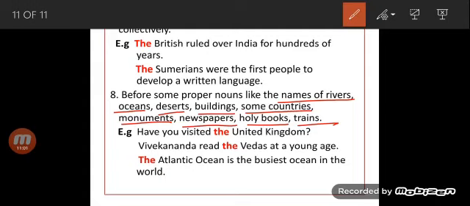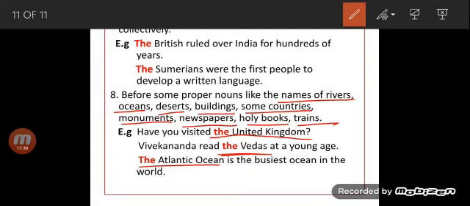For example, have you visited the United Kingdom? Vivekananda read the Vedas. We use article the for some countries, not all, only for a few countries. The Vedas. The Atlantic Ocean is the busiest ocean in the world. For these proper nouns, we use article the.